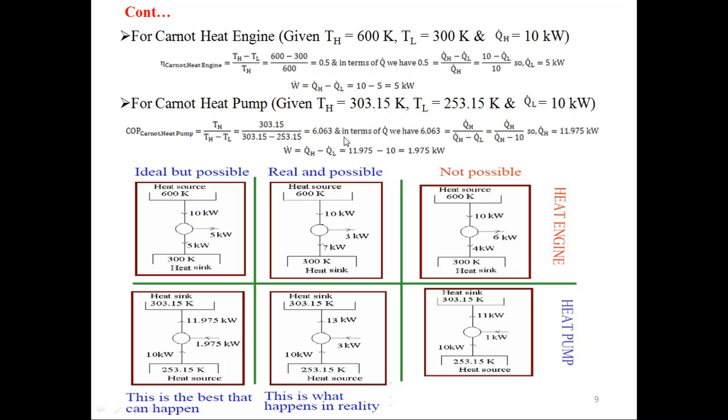6.063, and in terms of heat we can write down COP as 6.063 is equal to rate of heat supplied to the high temperature reservoir divided by rate of heat supplied to the high temperature reservoir minus rate of heat extracted from the low temperature reservoir. Now the value of rate of heat extracted from low temperature reservoir is given as 10 kilowatt. So the answer comes out to be for amount of heat rejected to the high temperature reservoir as 11.975 kilowatt. Now if you want to find out the work input to the system, it comes out to be 11.975 minus 10, that is 1.975 kilowatt.